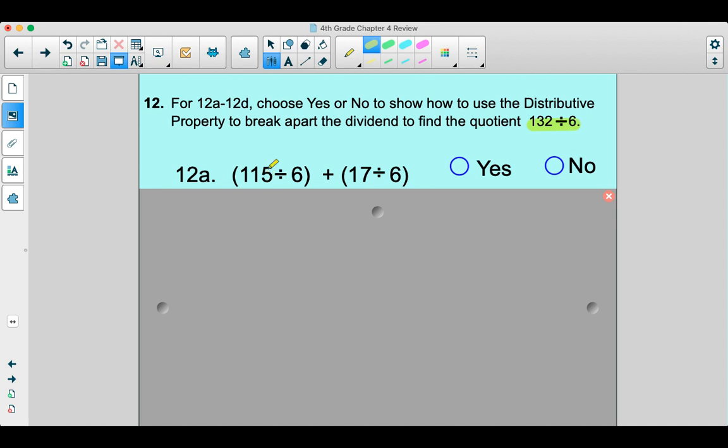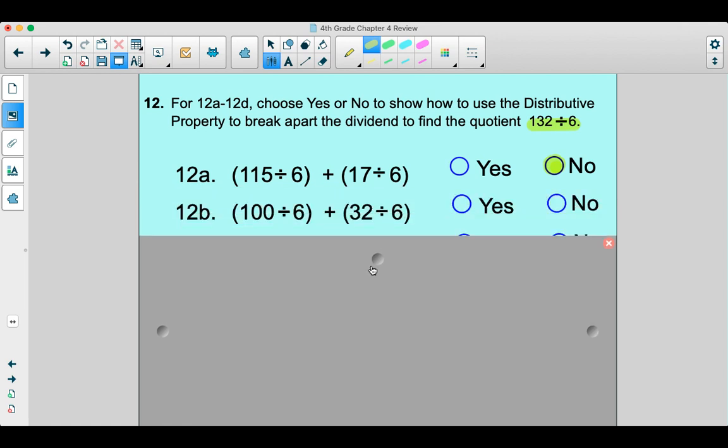So let me ask you this. Is 115 divided by 6 easy to do for you? Is 17 divided by 6 easy to do for you? Do they each have remainders? They do. They each have remainders. So you know what? This one's going to be a no. I'm just going to highlight that in yellow. We'll just roll with that. All right. So that doesn't make sense.